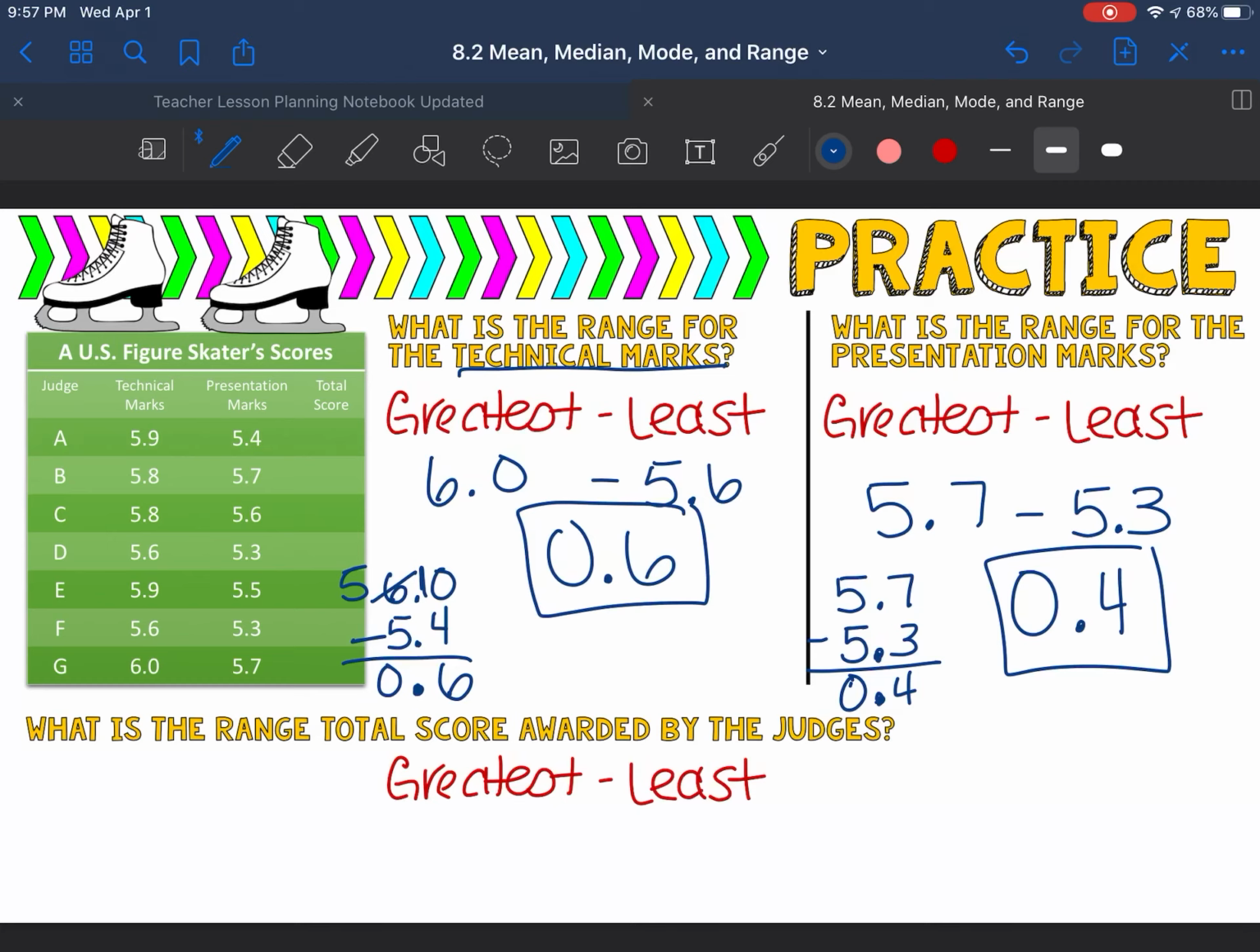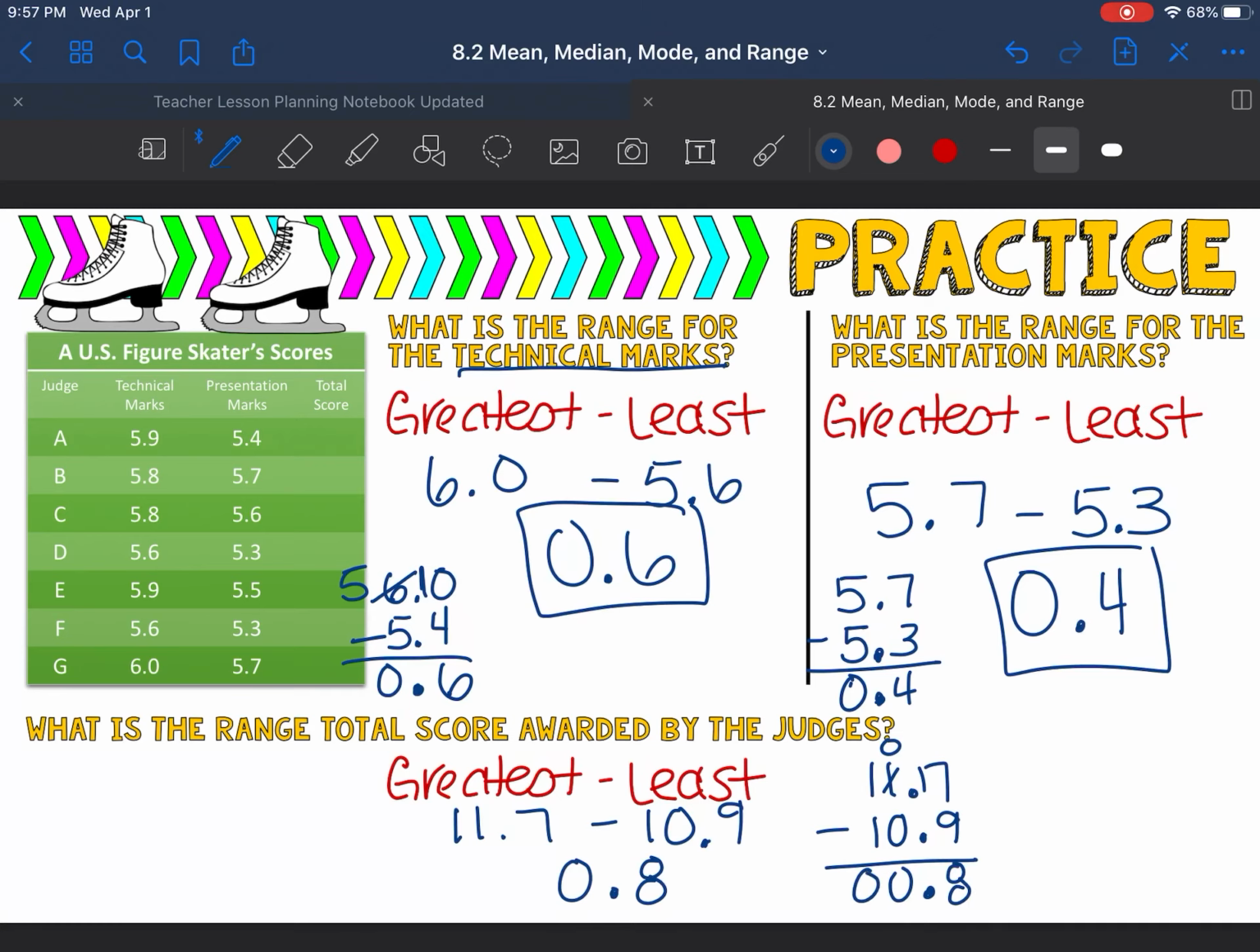All right, now we're coming to the time where I want you to pause the video and come back. I want you to pause the video, find the range for the total score, unpause the video, and see if you got it right. All right, welcome back, guys. I hope at this point you have found that the range for the total score is 0.8. In case we didn't get it right, I'm going to come over here real quick and solve it just so you can see what you did wrong. All right, so there we go.